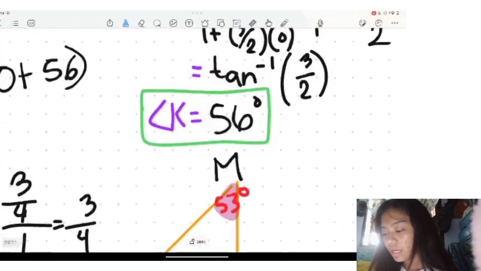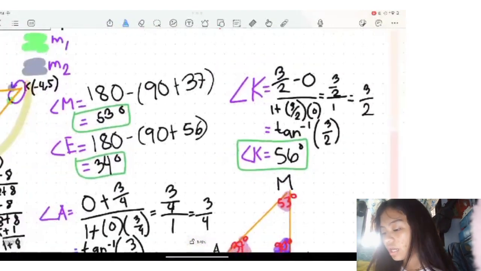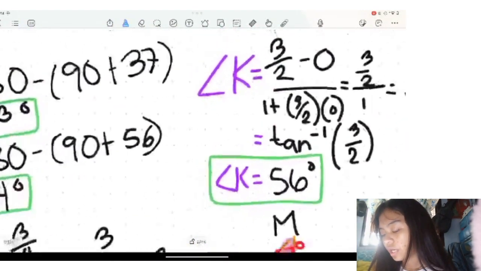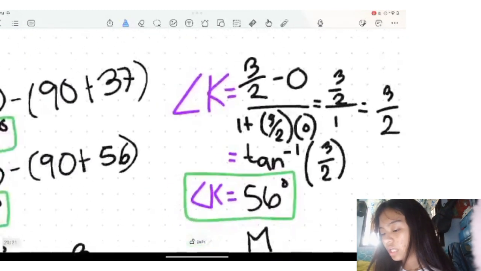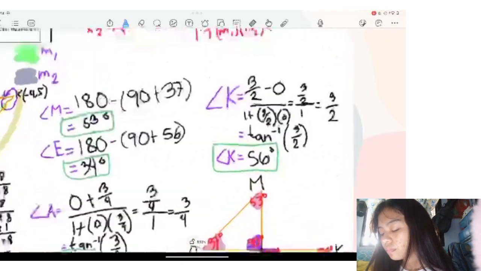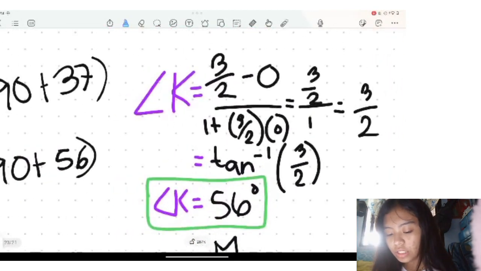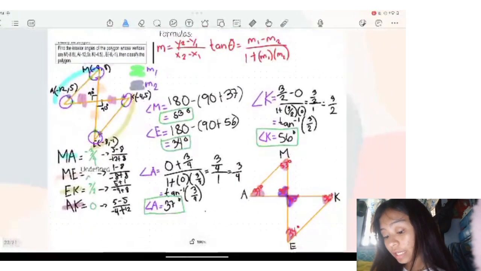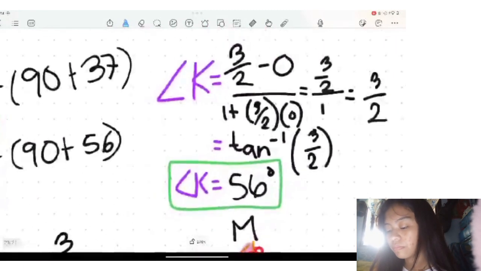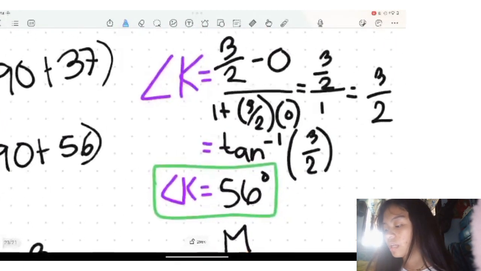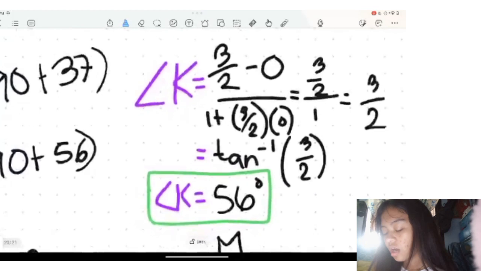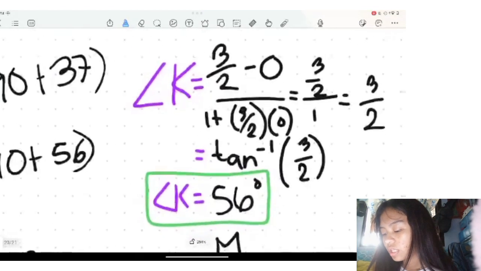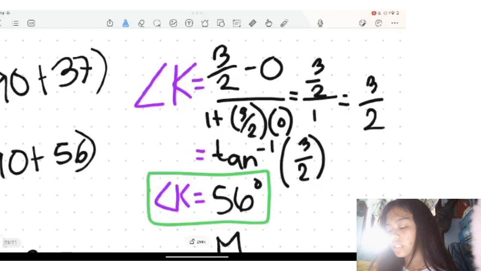So, ang sunod ko naman na kinuha ay yung K. Ang m sub 1 for K is 3/2, which is yung EK natin. And yung m sub 2 naman is from AK. Kaya 3/2 minus 0 over 1 plus 3/2 quantity 0. Ang sagot ay 3/2. And transpose yung tan, arc tan siya, arc tan quantity 3/2. Ang sagot ay 56 degrees.